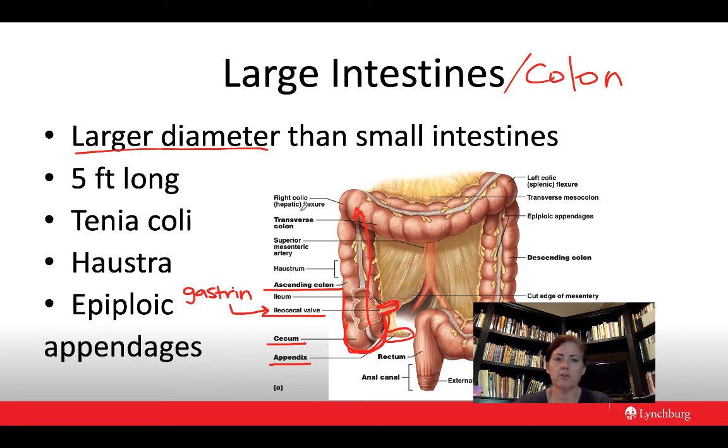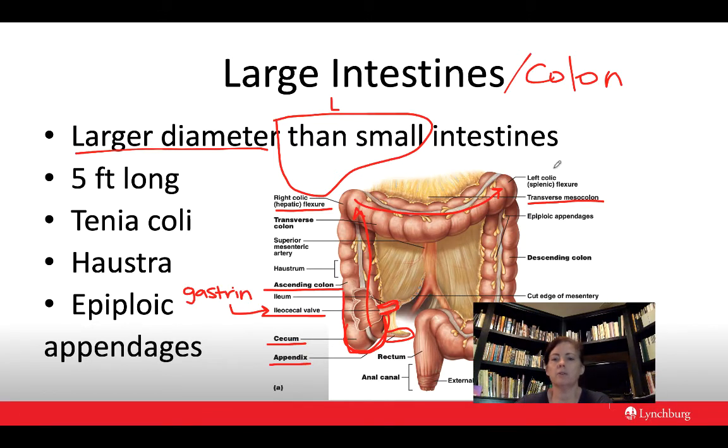Then we're going to take a turn at the hepatic flexure. And if you remember, what does hepatic mean? What do we think of when we see the word hepatic? So it's liver, right? And so if we were to draw, our liver would be about here. So that's why we call this the hepatic flexure. We're going to take a turn, and then the large intestines are going to cut across the body, and we call this the transverse colon, okay, because it's kind of in the transverse plane.